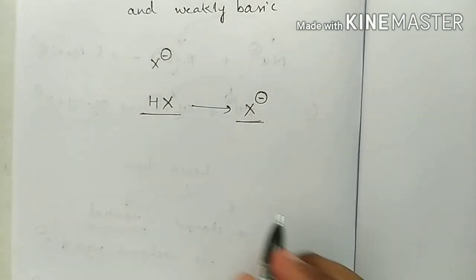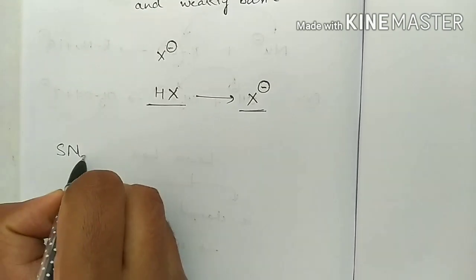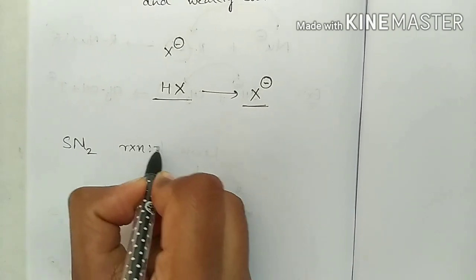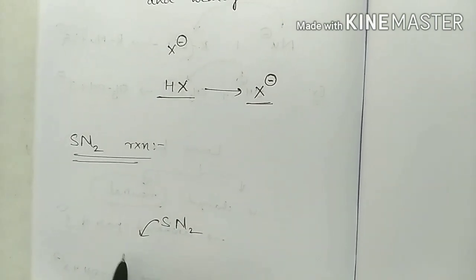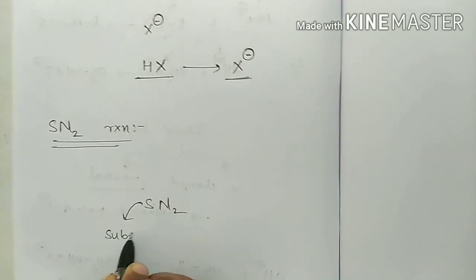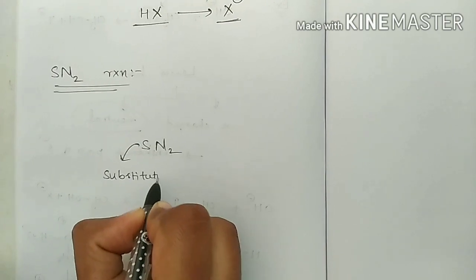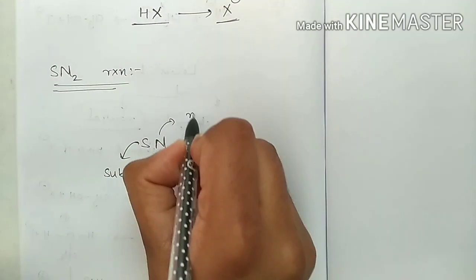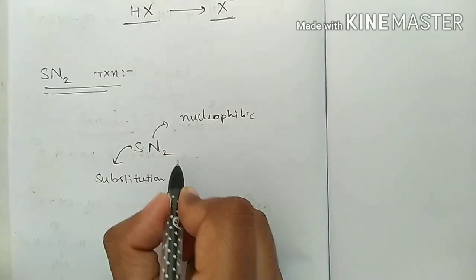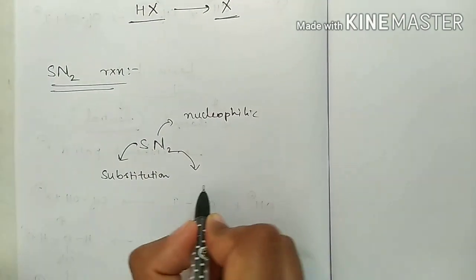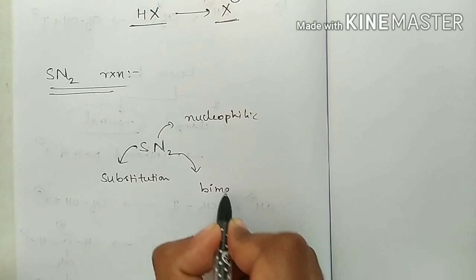So now let us understand what an SN2 reaction is. In SN2, S represents substitution, N represents nucleophilic, and this 2 says that it is a bimolecular reaction.